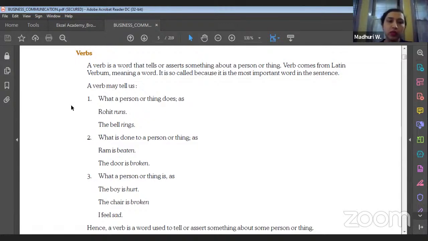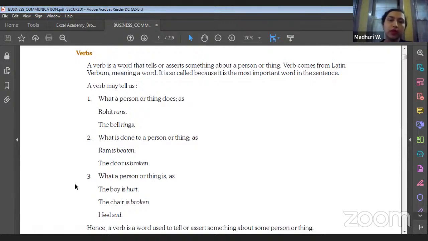So let's see what a verb can tell us. A verb tells us what a person or thing does. For example, Rohit runs, the bell rings. It tells you the action that the person or the thing is doing. A verb can also tell you what is done to a thing or to a person. Ram is beaten. Somebody beat Ram, right? Maybe his parents, maybe his friends, maybe some strangers on the road. Ram is beaten. What happened to him is what the verb will tell you. The door is broken, right? Somebody broke the door. We don't know who, but now we see that the door is broken. So this is something that has been done to the person or a thing.